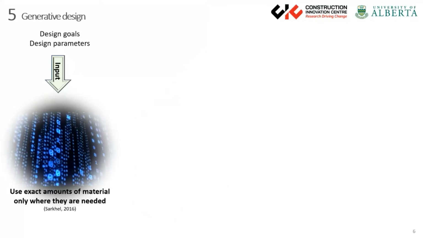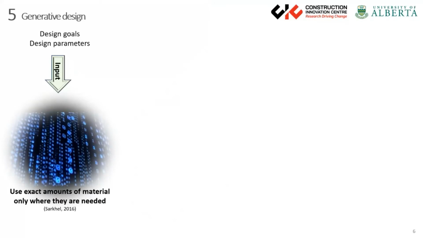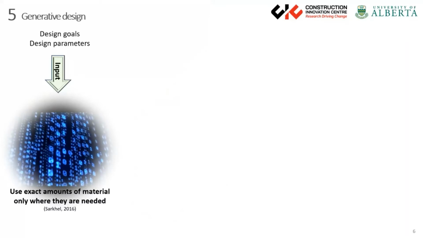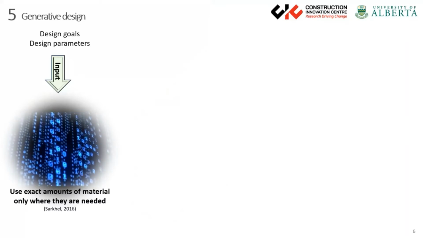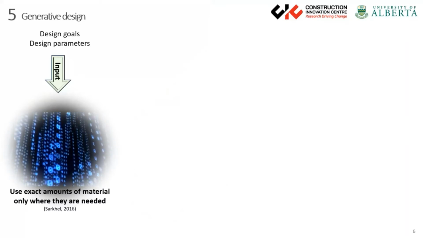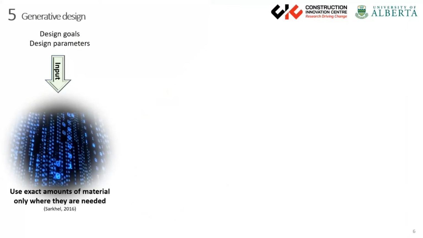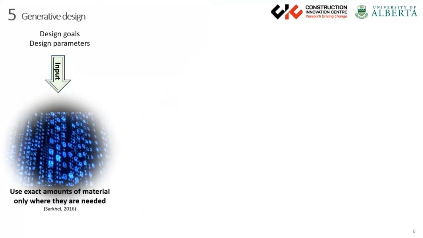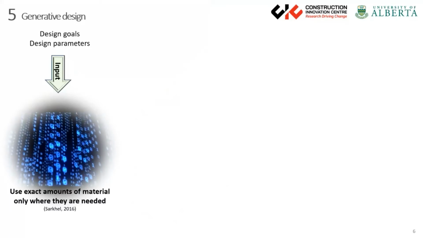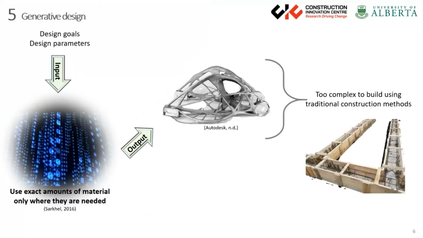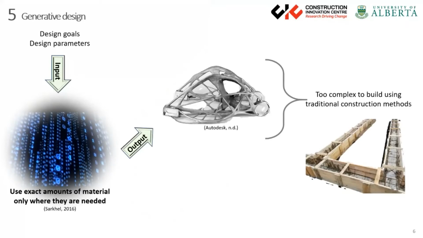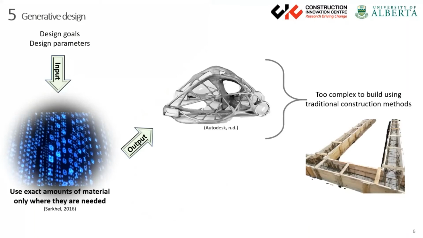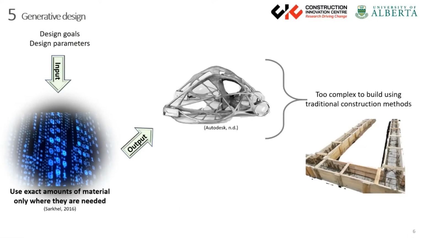Very briefly, what does generative design mean? It means that we use computing power or artificial intelligence to generate design alternatives that meet a certain set of design goals and parameters that we set. And the goal is to use exact amounts of material only where they are needed. This, however, produces complex shapes that are basically too complex to build using our traditional form-based construction.